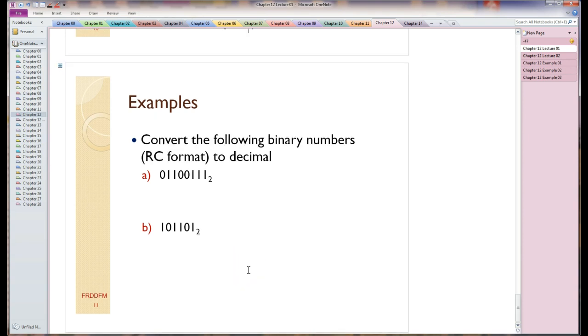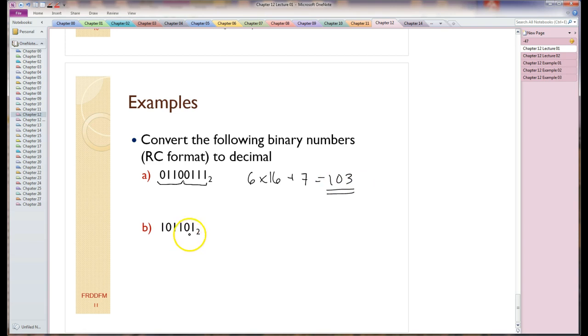Okay, so what I need to do is convert these numbers in RC format to the decimal equivalent. So let's do this. I look at this number and see that it's a positive number, so I don't have to do anything special to it. I can convert it directly. So this is going to be 6 times 16 plus 7, which is 103. You've seen that a couple times before.